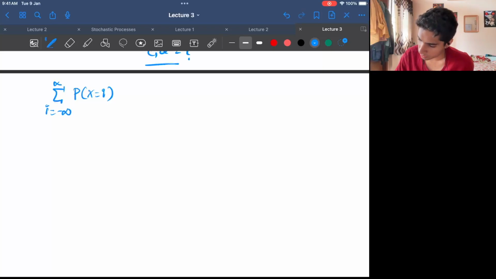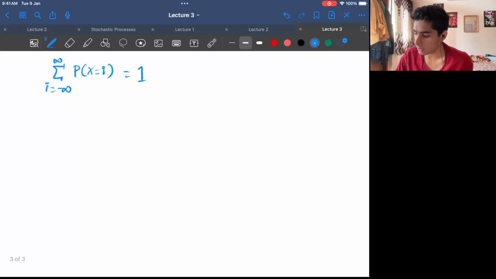So if you sum it over minus infinity to infinity, this should be equal to 1. This much you know because the sum of all the probabilities should be equal to 1. And in this case, you can use that thing, right?